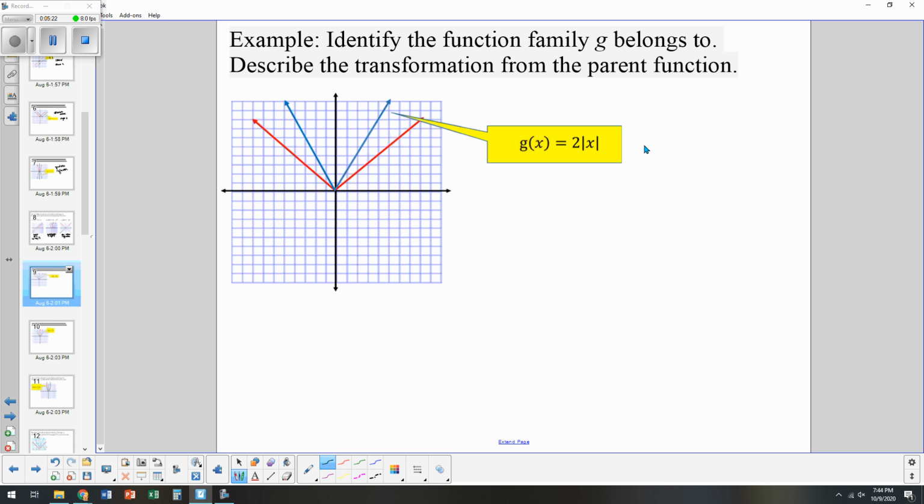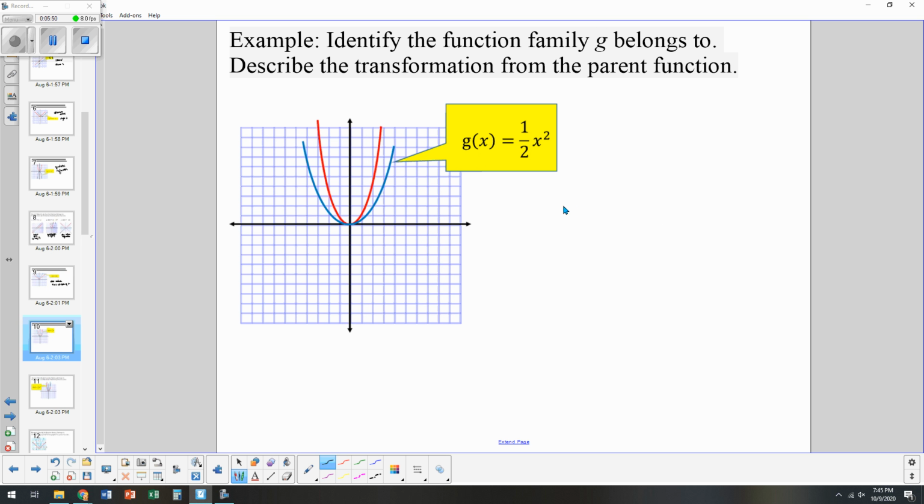So we notice that the number outside is 2, and my new graph, the blue one, is much more narrow than the red one. So this was absolute value again, and it was a vertical stretch by a factor of 2. The number in front was bigger than 1, so it was a stretch.